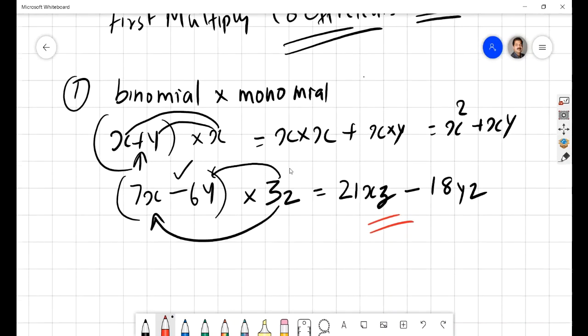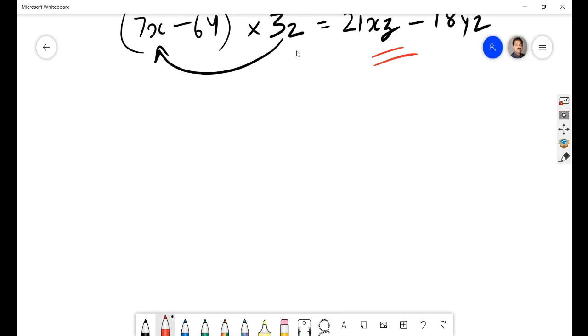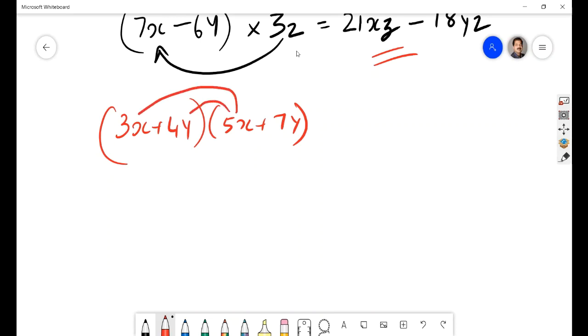But sometimes there are two binomials. It can be like 3x plus 4y multiplied by 5x plus 7y. It's exciting. Both are binomials. As in the previous case, we are supposed to multiply with 5x both these, which is just like multiplying a binomial with a monomial. Then again with this. This is the procedure. And this can be done in two ways. One is our horizontal method where we will be opening the bracket and solving it. The other one is a vertical arrangement.